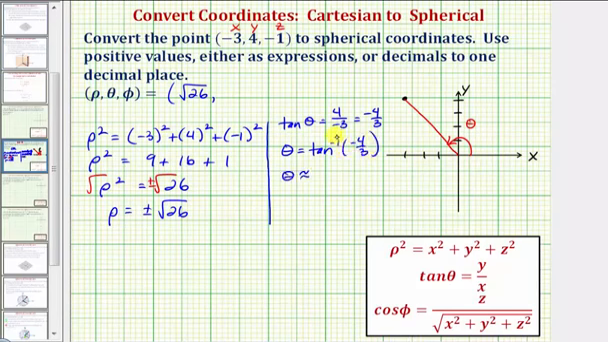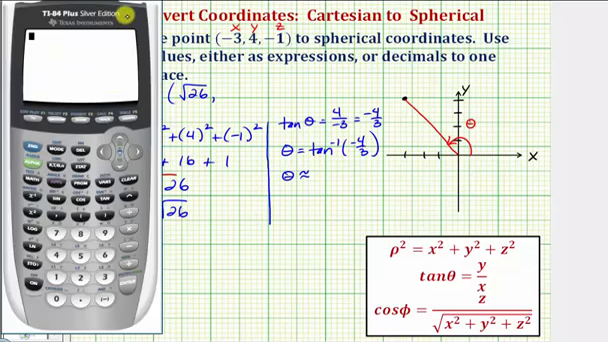And now we'll go to the calculator. Let's make sure we are in radian mode, so we'll press the mode key. Notice radian is highlighted, so we'll go back to the home screen, and we'll enter second tangent for inverse tangent, -4 divided by 3, close parenthesis, and enter. Notice how the calculator is giving us a negative angle that terminates in the fourth quadrant.